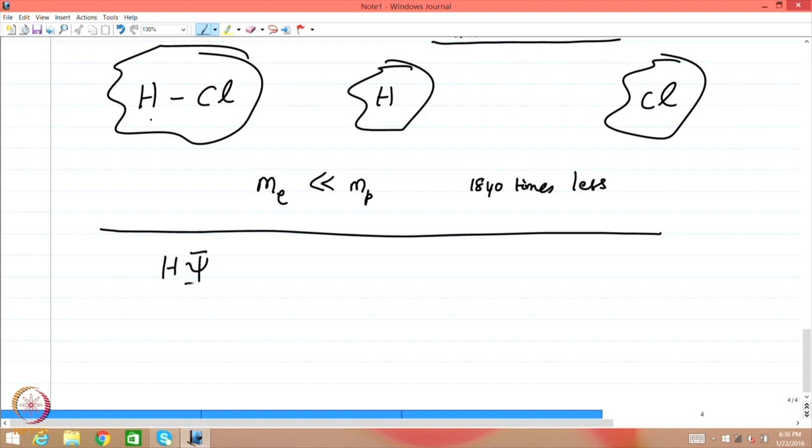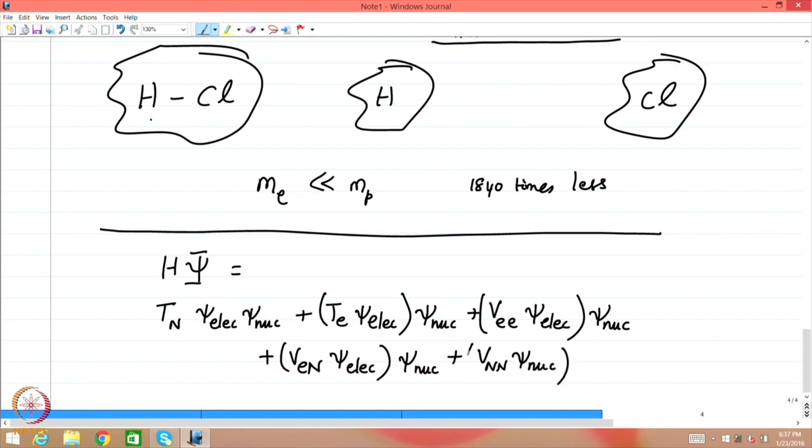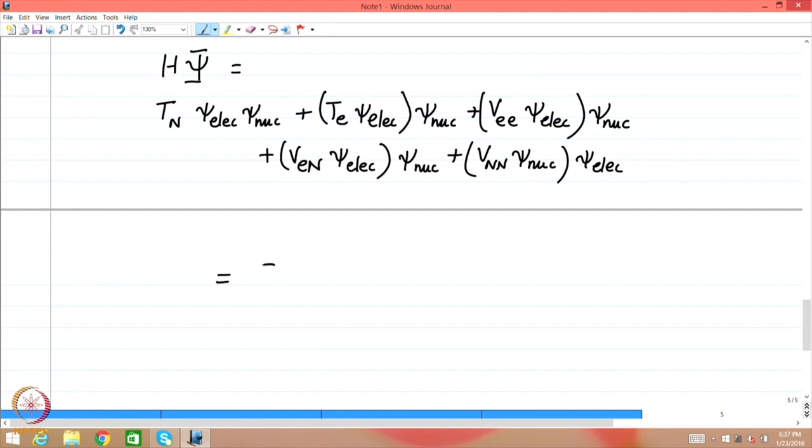H psi is now, let me write them individually, Tn psi electronic psi nuclear plus Te psi electronic and psi nuclear plus Vee psi electronic psi nuclear plus Ven psi electronic times psi nuclear plus Vnn psi nuclear times psi electronic. And this is equal to E psi electronic psi nuclear.